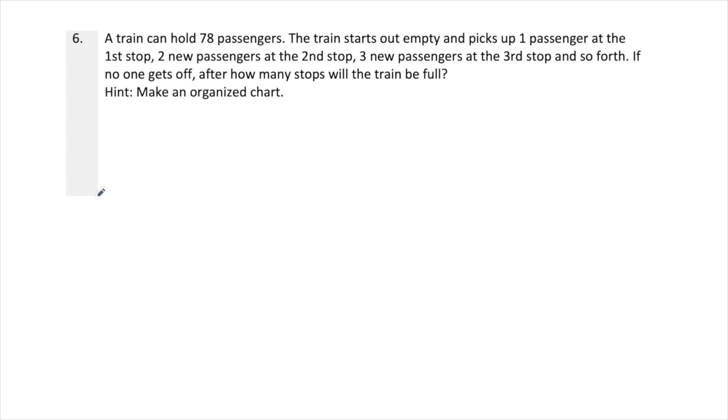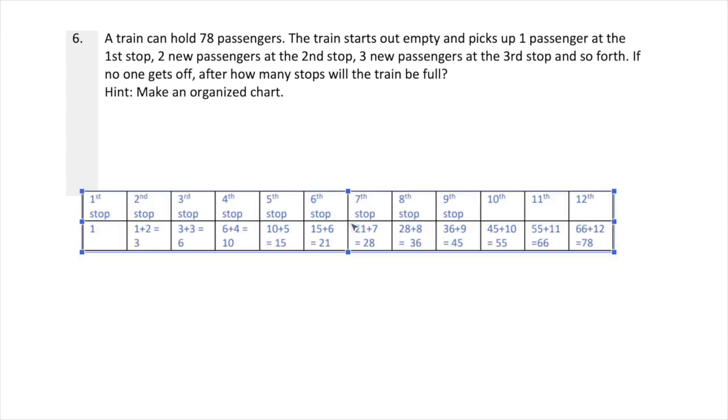So we can make a chart to help us solve this problem. And the chart would look something like this. As you can see, at the first stop there is 1 passenger. At the second stop, there are the number of passengers at the first stop plus 2. At the third stop, there are the number of passengers at the second stop plus 3. At the fourth stop, there are the number of passengers at the third stop plus 4.